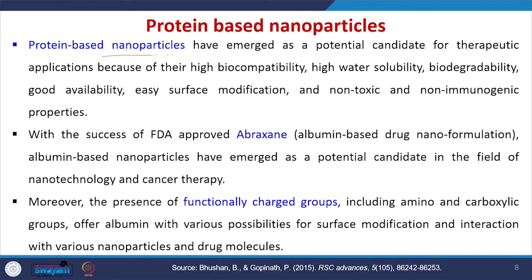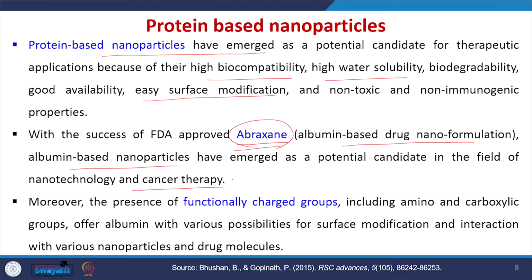Let us learn about protein based nanoparticles. Protein based nanoparticles have emerged as a potential candidate for various therapeutic as well as diagnostic applications because they have high biocompatibility and high water solubility, and also it is easy to modify the surface of these protein nanocarriers. So, that is one of the important properties. Abraxane is the first FDA approved albumin based drug nanoformulation. Based on the success of Abraxane, these albumin based nanoparticles have gained overwhelming response, and a lot of research groups are working on developing protein based nanoparticles for various applications including cancer therapy.